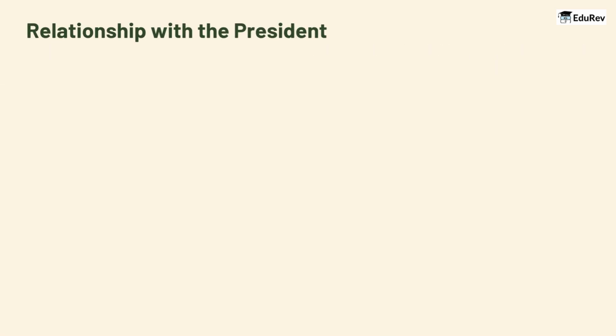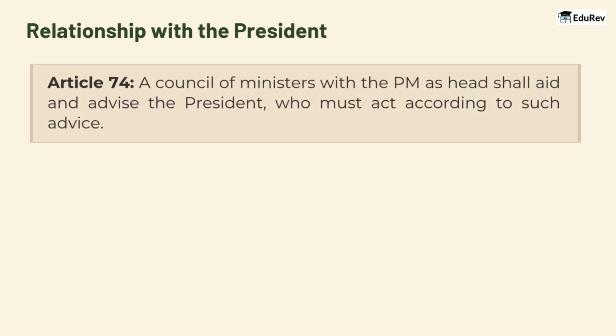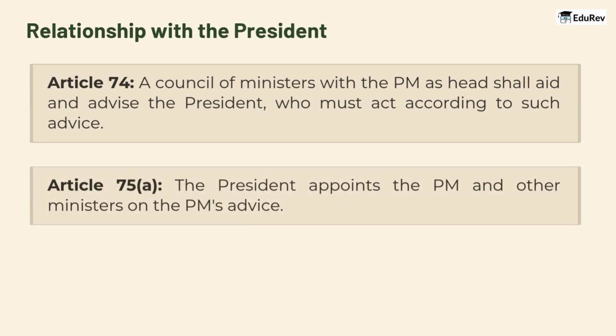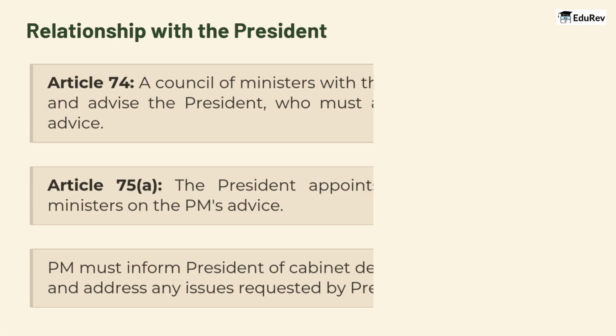The PM must maintain communication with the President. Article 74: a council of ministers with the PM as head shall aid and advise the President, who must act according to such advice. Article 75: the President appoints the PM and other ministers on the PM's advice. The PM must inform the President of cabinet decisions, proposed laws, and address any issues requested by the President.